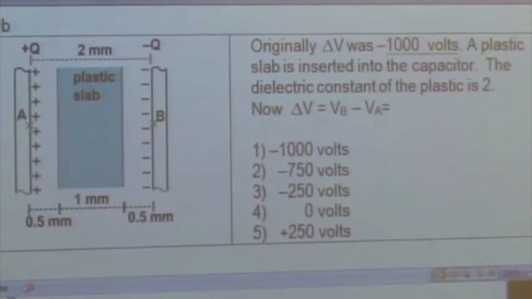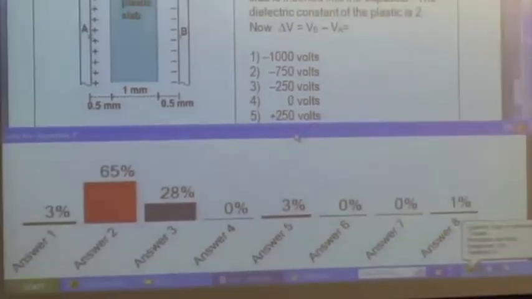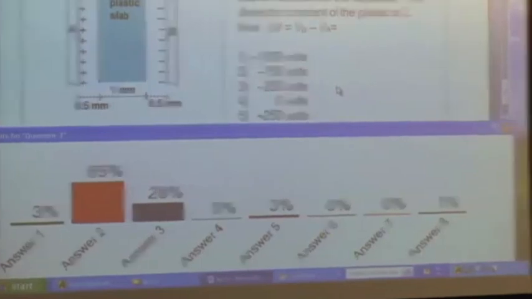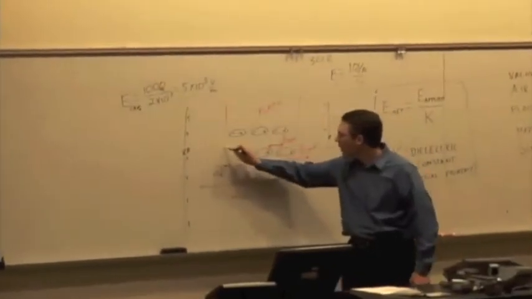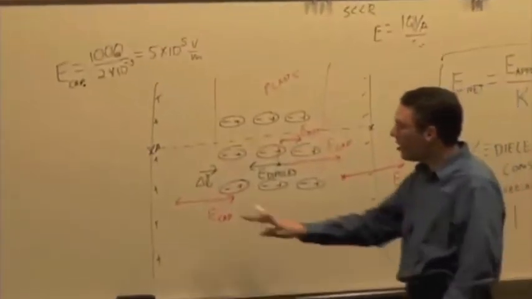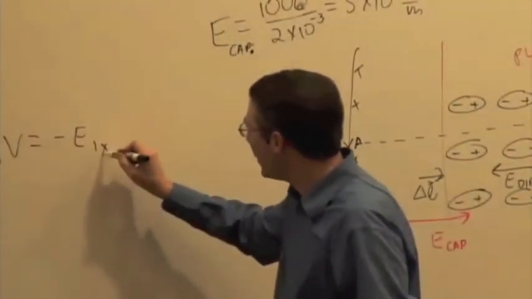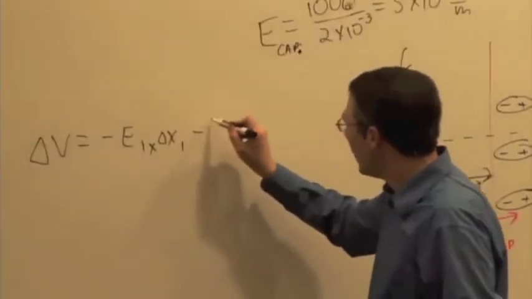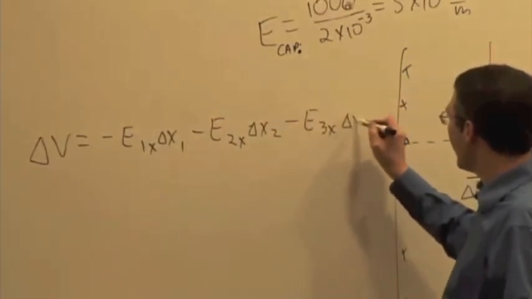Think about what the value of the electric field is in each of those different regions, just like we did with the conductor. Okay, so we have most of us saying negative 750 volts. Those of you who said negative 250, you've got to be careful. We're talking about, again, the potential difference from A to B. So again, we're going through 3 different regions, right? One where we have the original electric field of the capacitor. So let's write it out again. We have E1x delta x1 minus E2x delta x2 minus E3x delta x3.